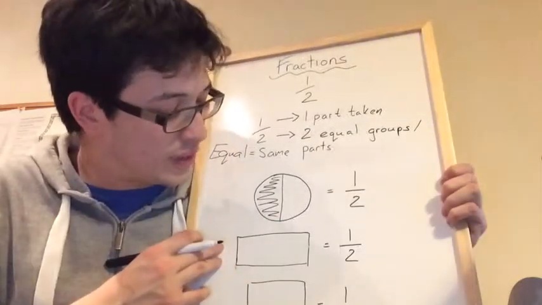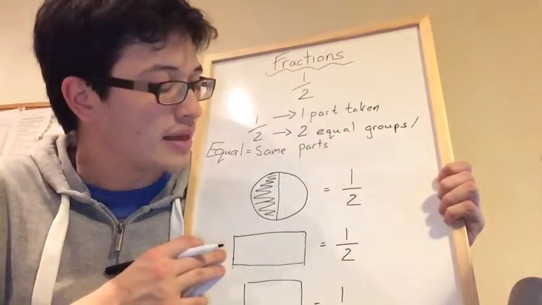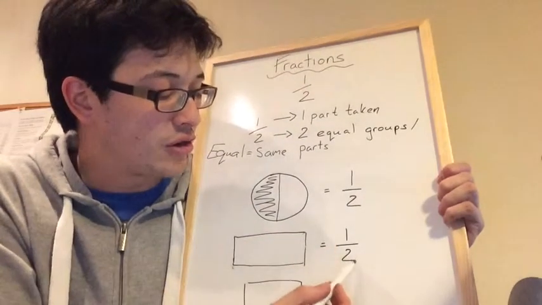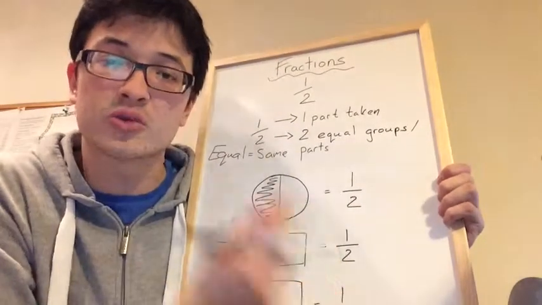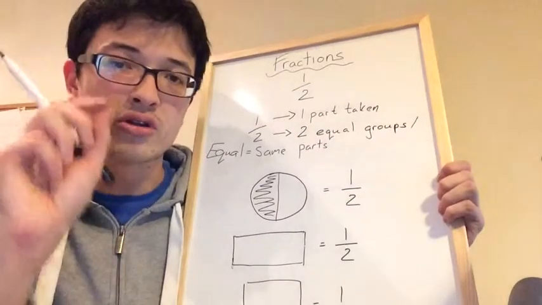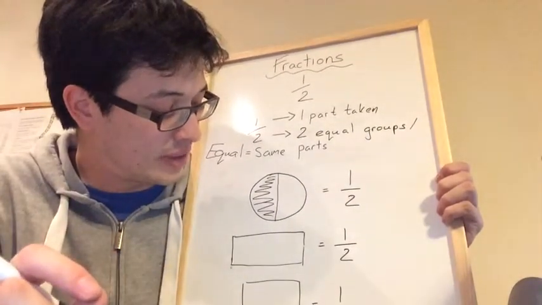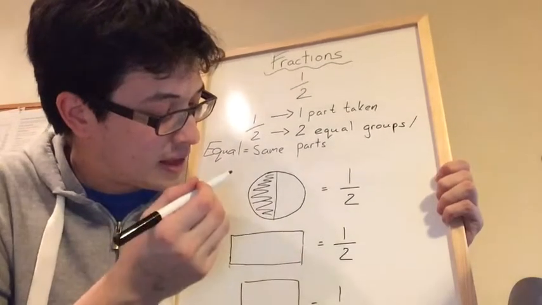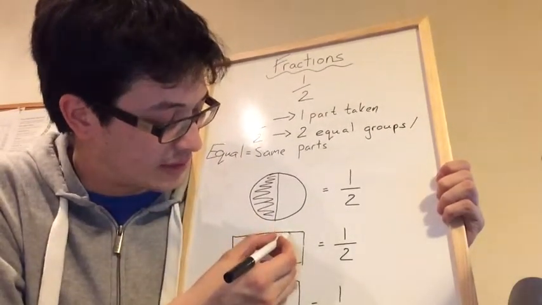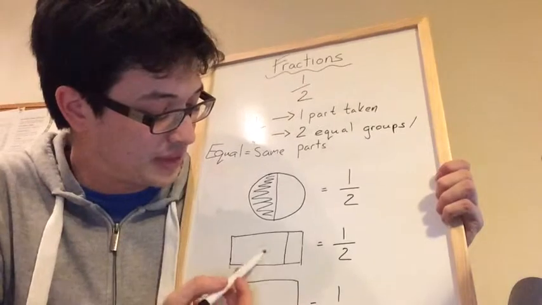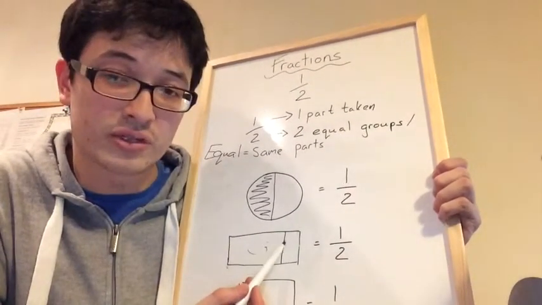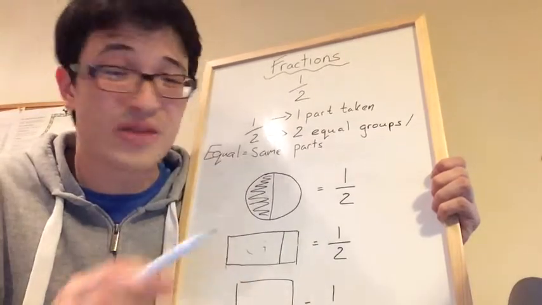Now let's go on to this rectangle here. And again, we have to split this rectangle into half, and the denominator, which is the bottom number, tells us we need two equal groups. So let's see, we need to split this rectangle into two equal groups. If I split the rectangle like this, you can see that this part here is not the same size or equal size as this part here. So that's not a half.